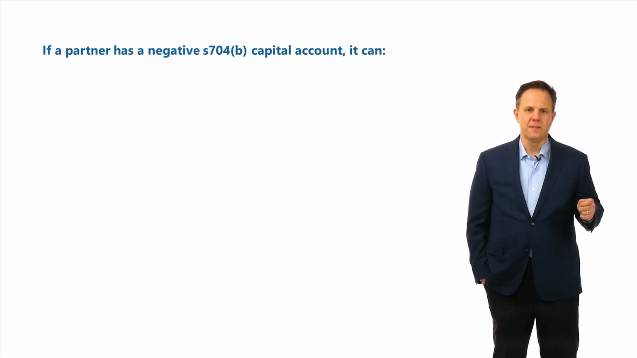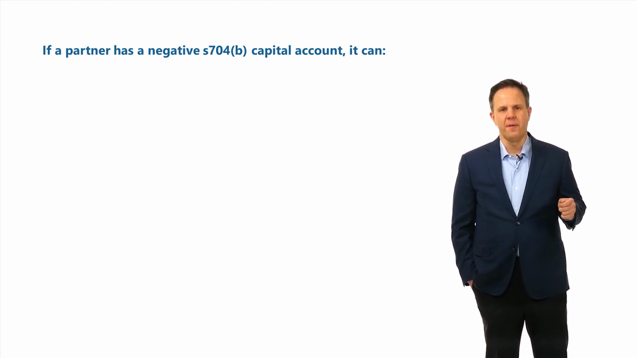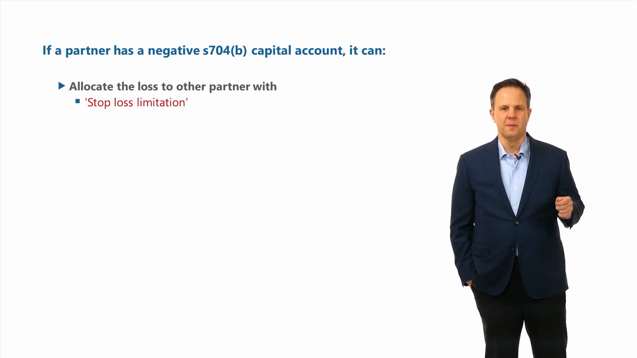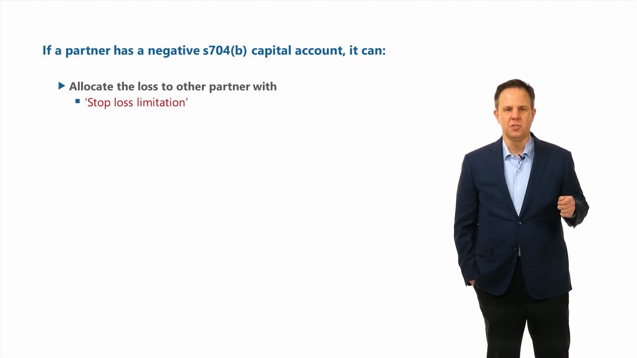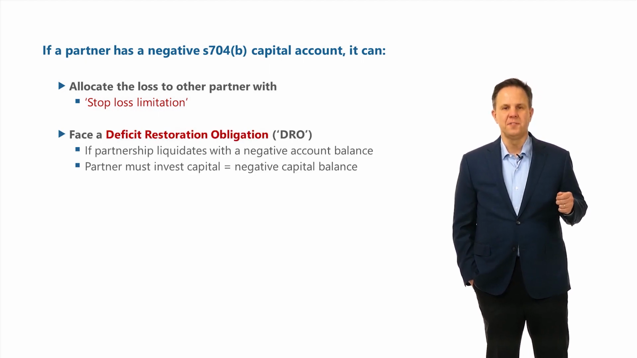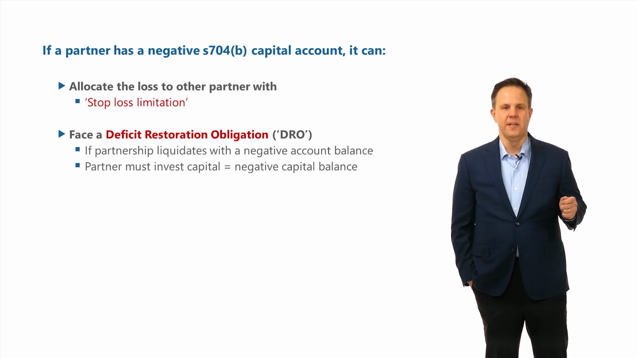Dan, that's correct. The negative balance isn't allowed, and this is where the substantial economic effect rules come into play. If a partner has a negative balance, it can, 1, allocate the loss to the other partner through a mechanism called a stop-loss limitation, or 2, provide a deficit restoration obligation, or a DRO, to restore the deficit balance to the partnership. This means if the partnership goes bankrupt when the tax equity investor has a negative balance in its capital account, it will be required to invest more money, adding insult to injury.